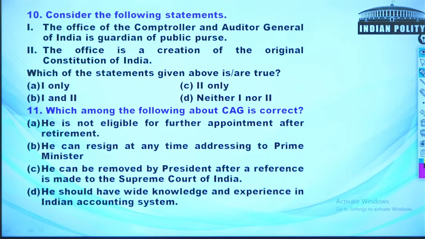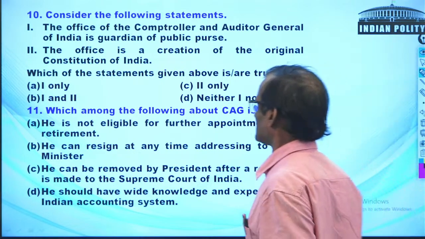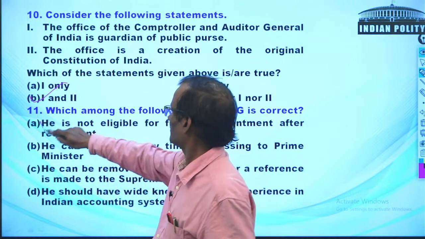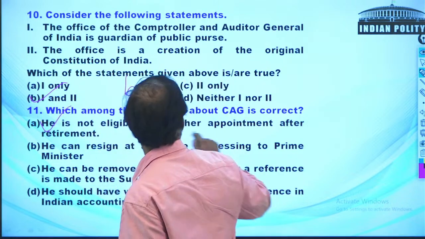And he should have wide knowledge and experience in the Indian accounting system? There is no such prescribed qualification for the CAG. It is up to the government to decide who will be appointed to that position, the highest constitutional office on the public purse. Okay, so the answer will be A. So it is B and it is A.